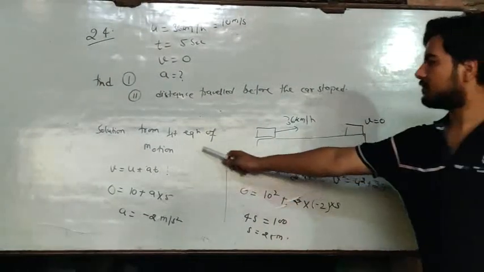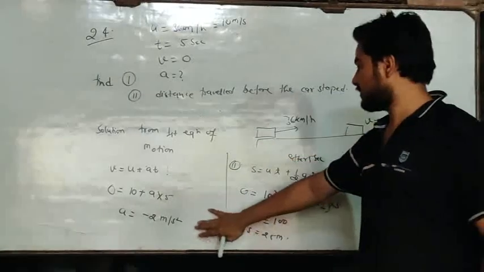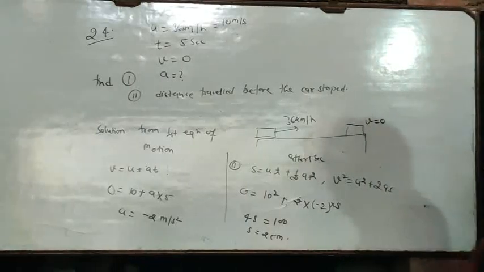This is from the first equation of motion. This is acceleration, we have to find it, and this is distance. Now write down this.